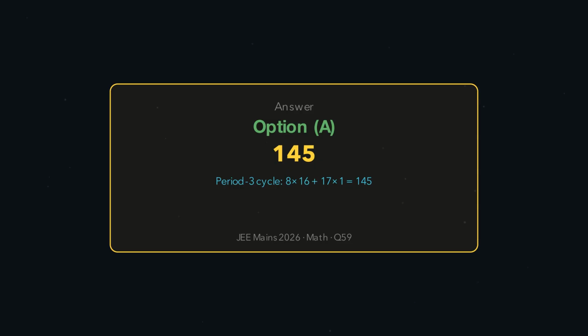Whenever you see x squared plus x plus 1 equals 0 in a JEE problem, write omega cubed equals 1 immediately. The period 3 cycle does the rest.